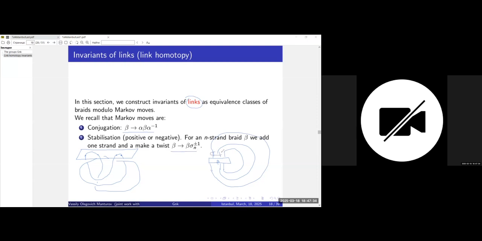So first, if we conjugate one braid by something, then this something can be cancelled if we pass to the closure. And the second Markov move is that if we take an n-strand braid and add another generator, positive or negative like that, and close it up, then the closure of this braid will be isotopic to the closure of the initial one. So then we may expect to have a chance to get an invariant of knots.